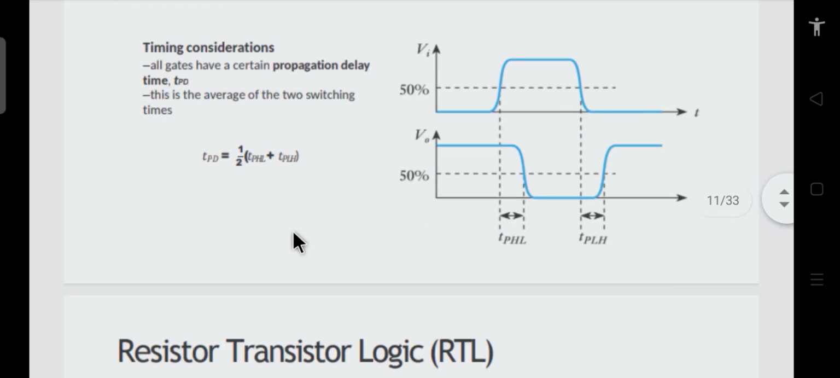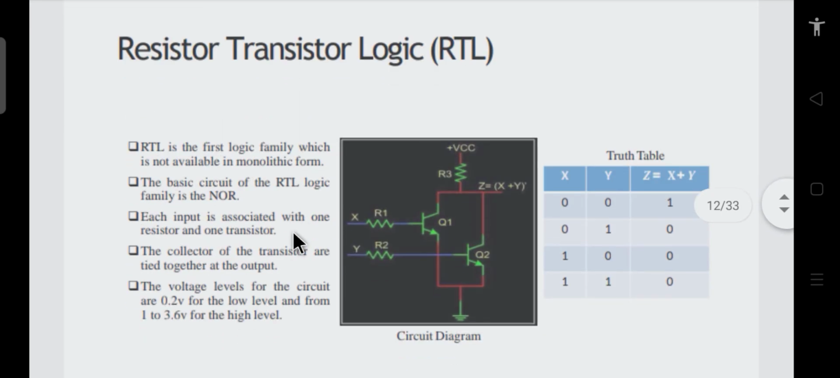Okay, so these were the important definitions. Now let us move to the various logic families. I will not go into very much detail, but I will explain the logic of these logic families: how we can realize any basic gate with the help of a certain logic family. So let's say we have an RTL logic family and we want to realize a certain gate. How to do it? The very first gate which we want to realize using RTL logic is our NOR gate.